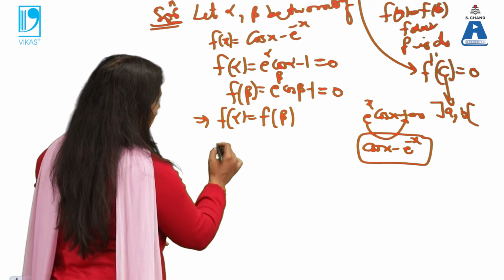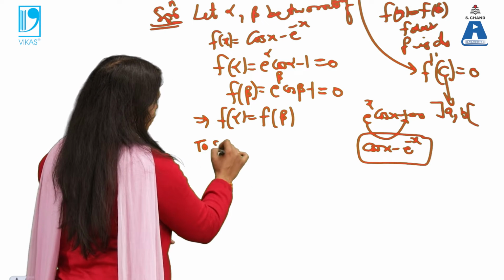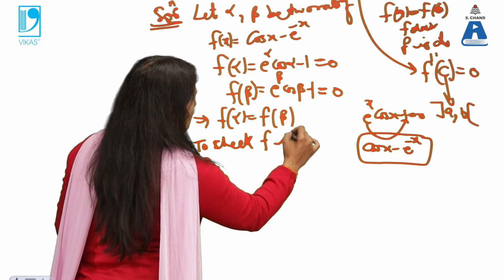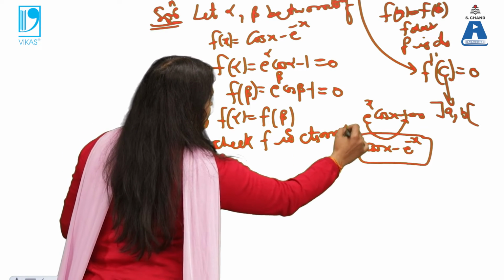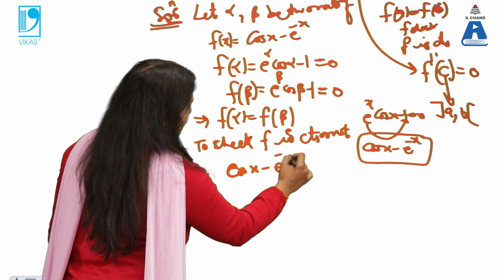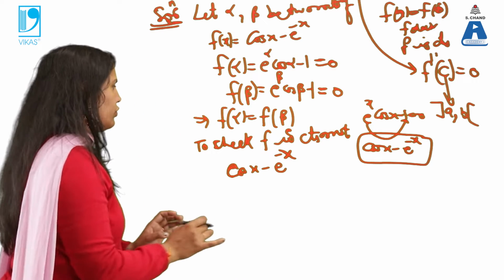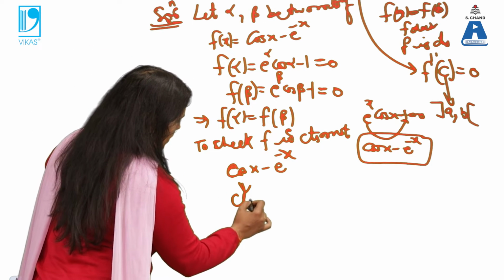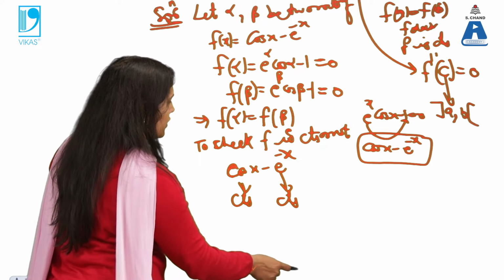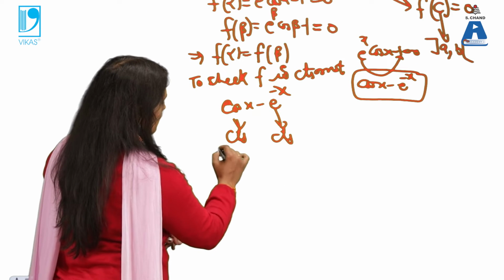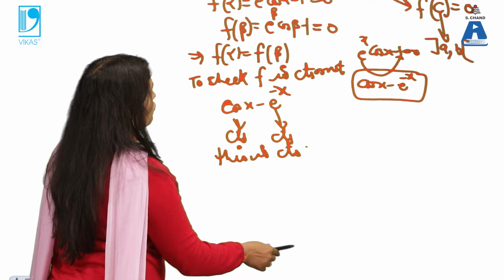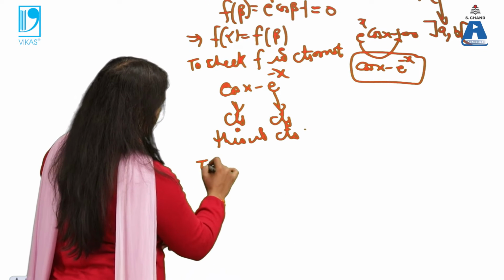Now I am checking f. First I will check continuity. Is f continuous or not? My function is cos x minus e to the power minus x, I have written it in a different form. Everybody knows cos is continuous, e to the power minus x is continuous, and the subtraction of two continuous functions is continuous. So this is continuous. There is no problem in continuity. Now to check derivability.